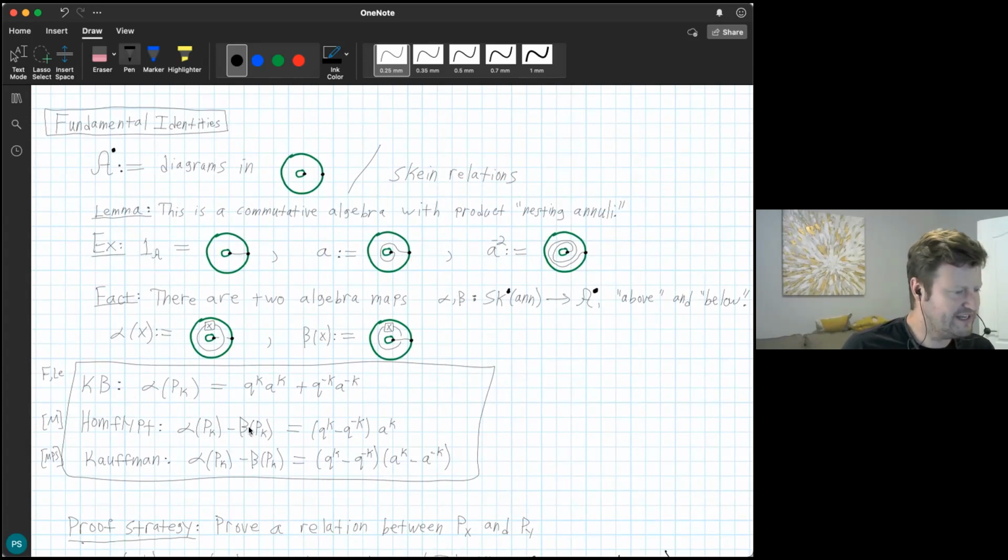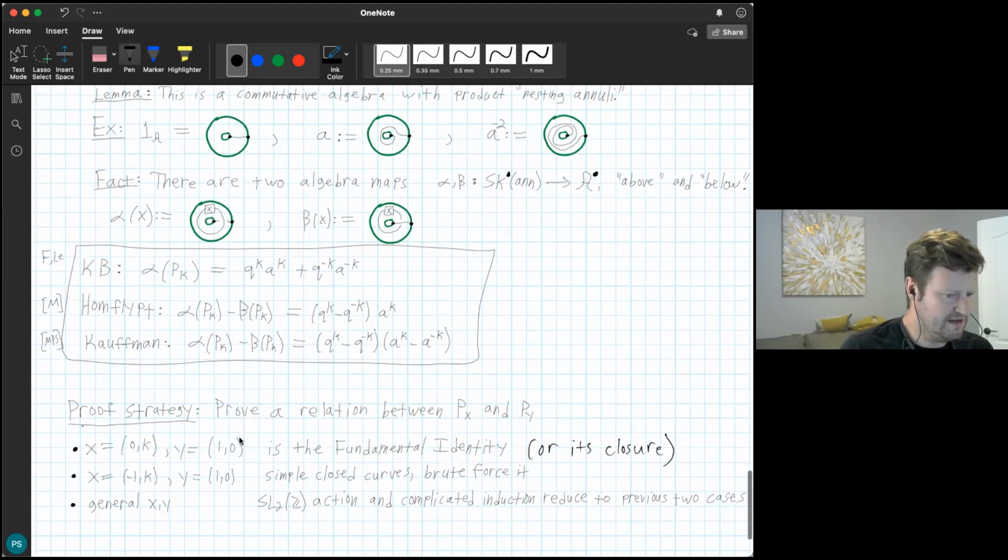So in the HOMFLY case, this generator satisfies this relation. If you put PK, the difference of PK above the identity and below the identity is equal to a constant times A to the K. So this is really the fundamental identity that these generators satisfy. And then in the Kauffman case, it's basically the same thing. I should have written D instead of P, but whatever. So in both of these cases, the K equals 1 case is the skein relation, and when K is bigger, it's something that you have to prove.